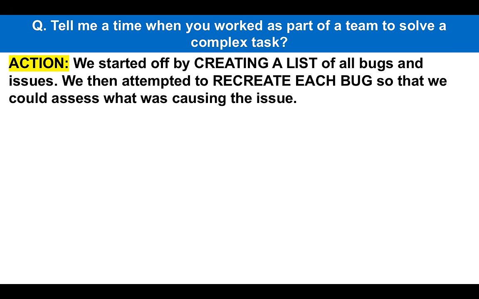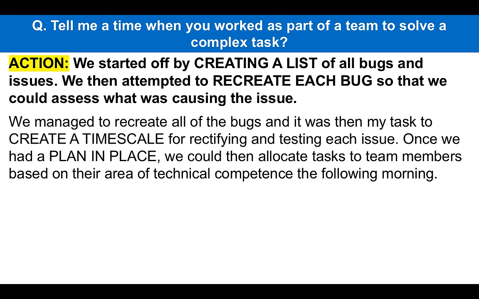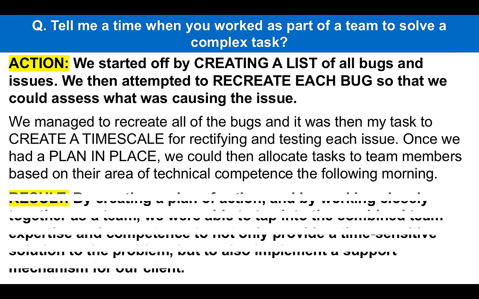We started off by creating a list of all bugs and issues. We then attempted to recreate each bug so that we could assess what was causing the issue. We managed to recreate all of the bugs, and it was then my task to create a timescale for rectifying and testing each issue. Once we had a plan in place, we could then allocate tasks to team members based on their area of technical competence the following morning.